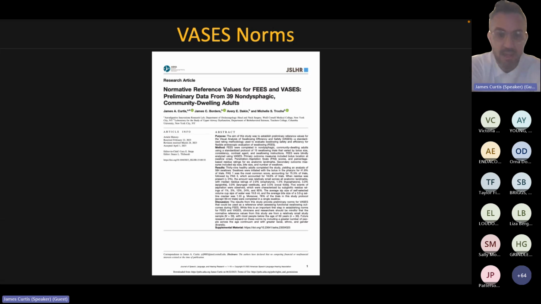So that's how you integrate and do the actual ratings: determine what you're going to rate, view the swallow, and then get the ratings. You might then want to compare that to norms. So we recently published preliminary norms. It's just from 39 healthy adults, so it's certainly not a large sample size.